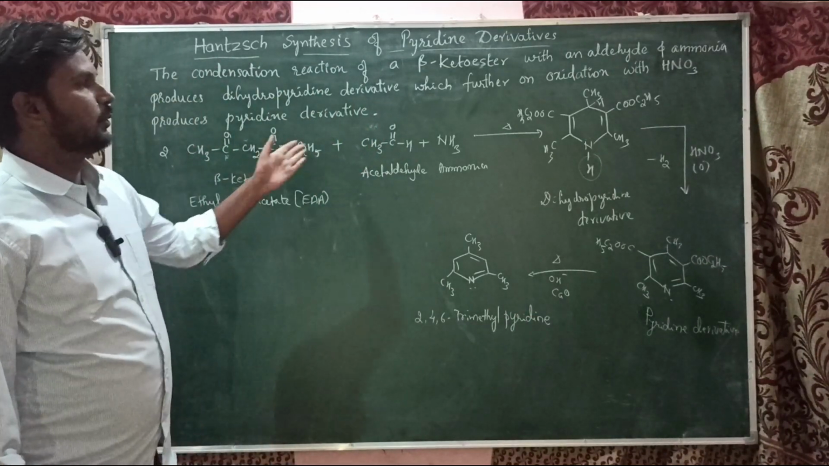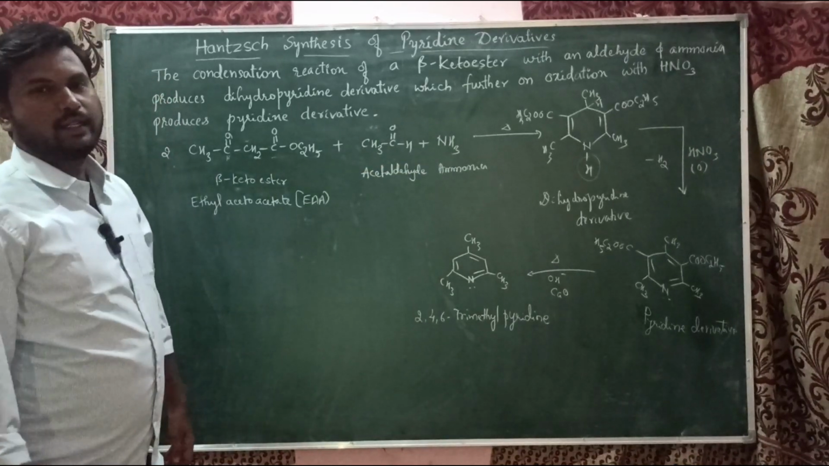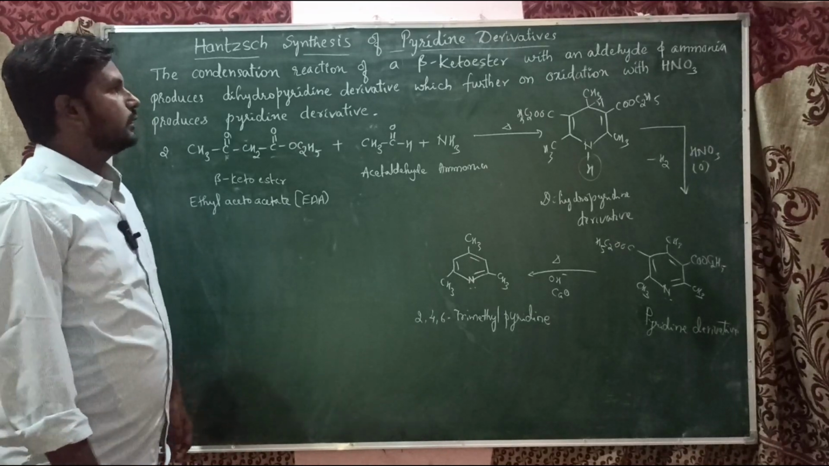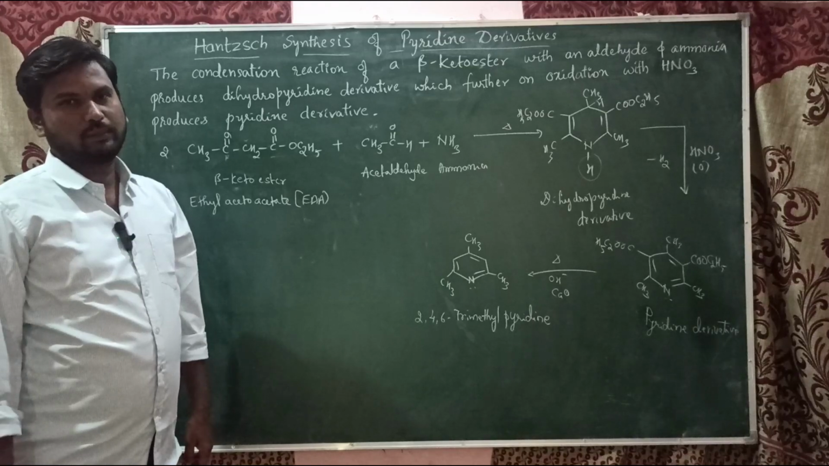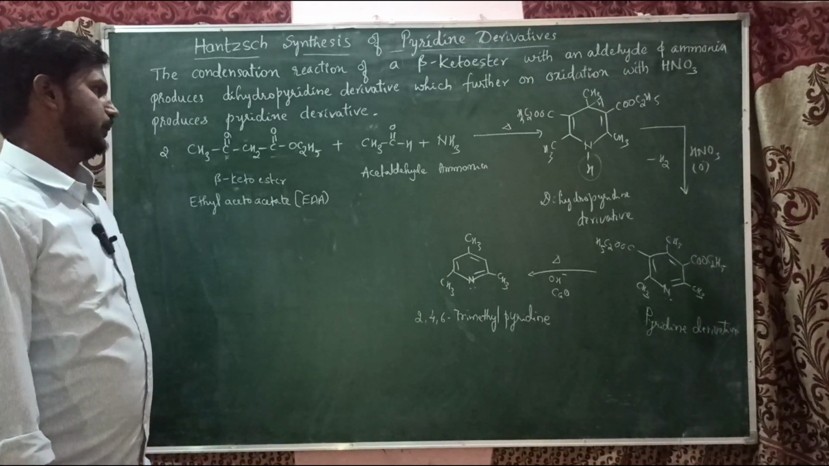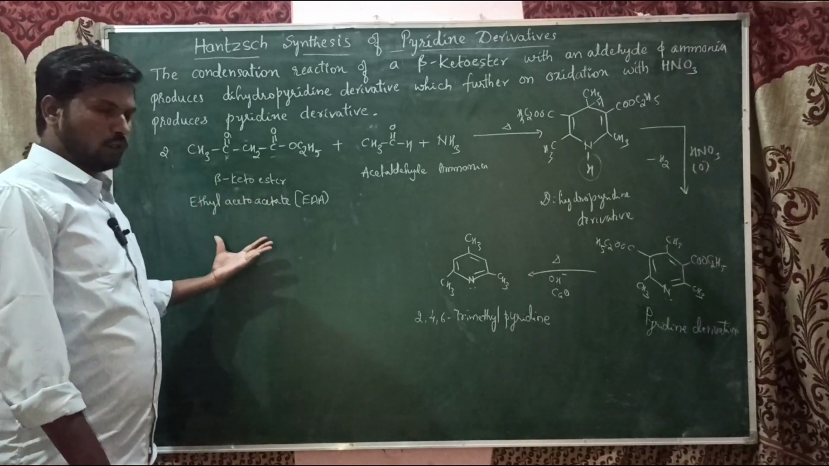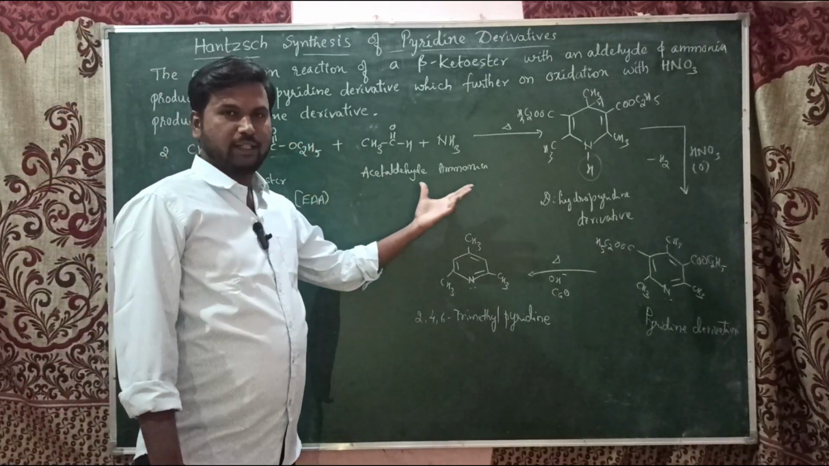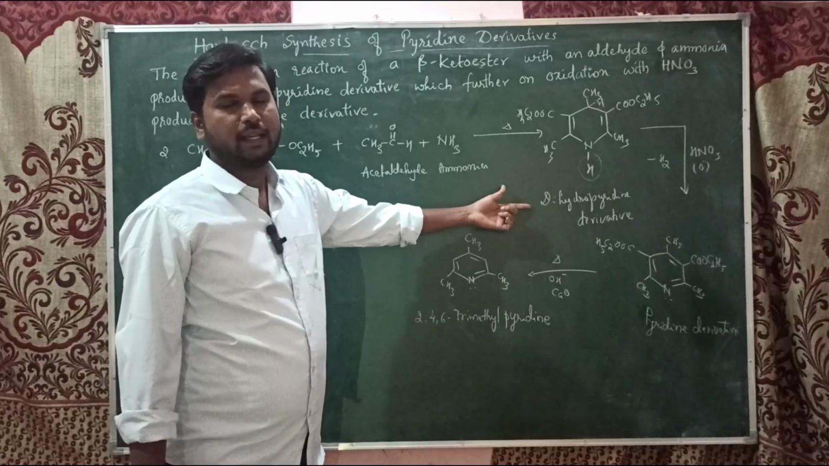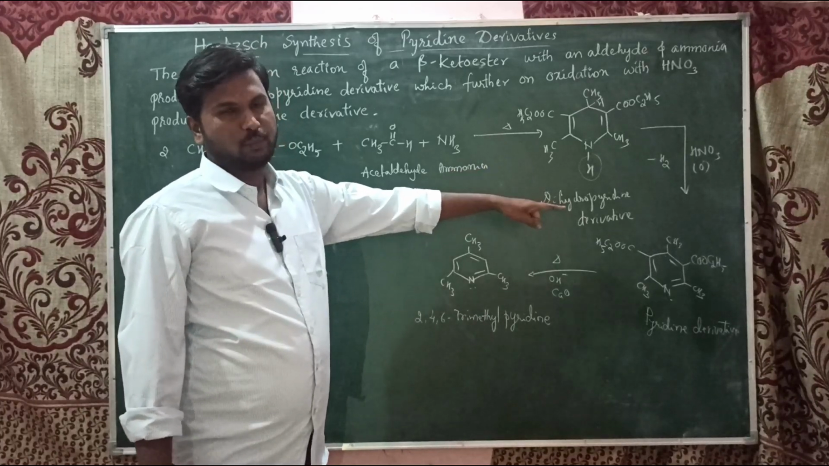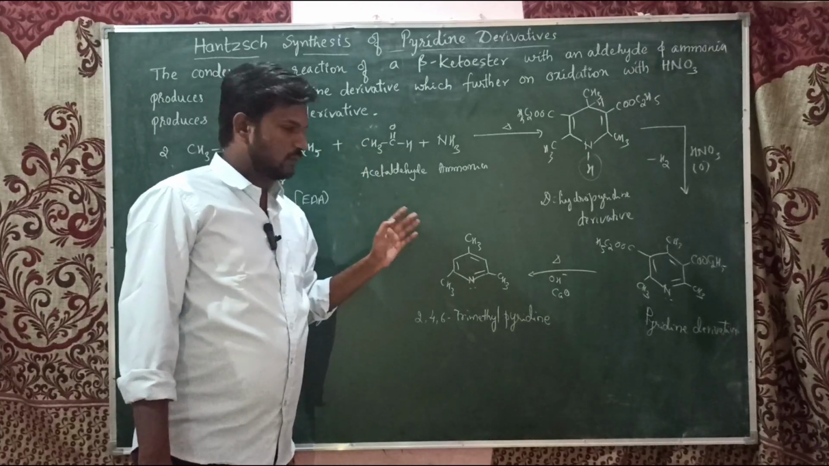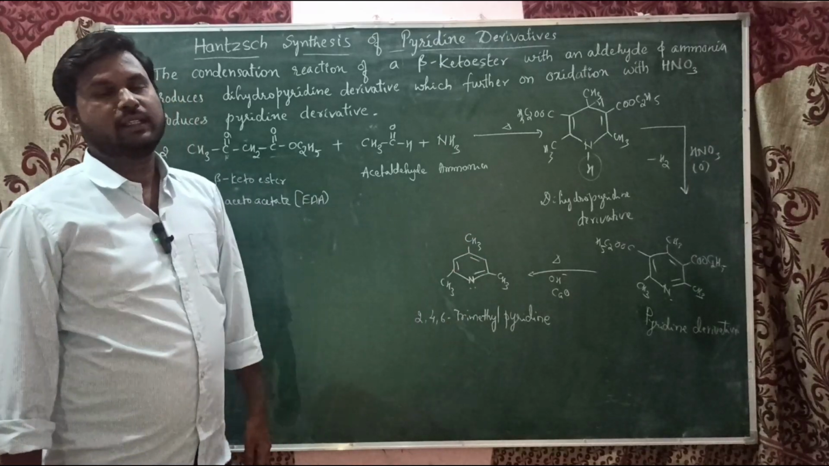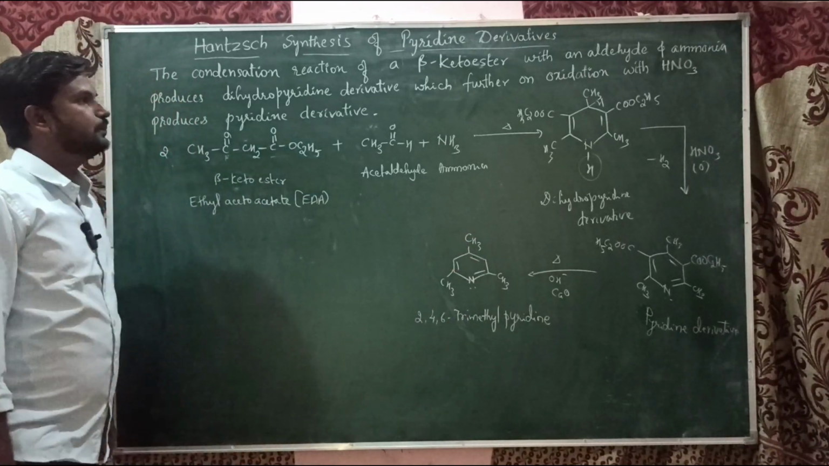So there is no direct formation of the pyridine. It will first form a dihydropyridine, and on oxidation it will form a pyridine derivative. It is one of the very important methods in our syllabus for 4 or 5 marks. So it's very simple. 2 moles of EAA, a beta keto ester, will condense with an aldehyde and ammonia, forming first a dihydropyridine derivative, which upon oxidation gives a pyridine derivative. So this is also a pyridine derivative, where we have removed just the ester groups by hydrolysis and decarboxylation.